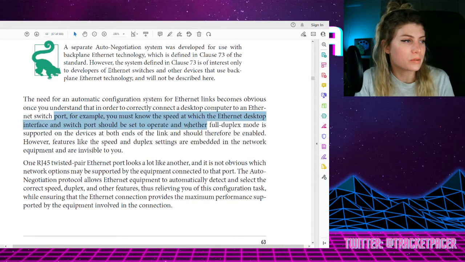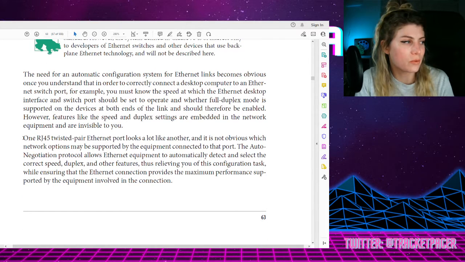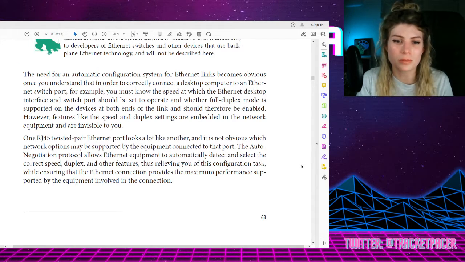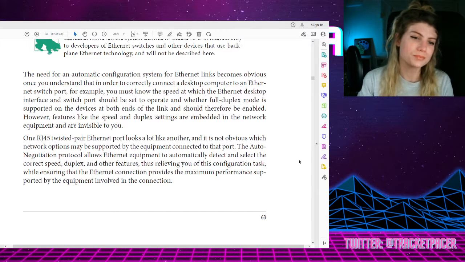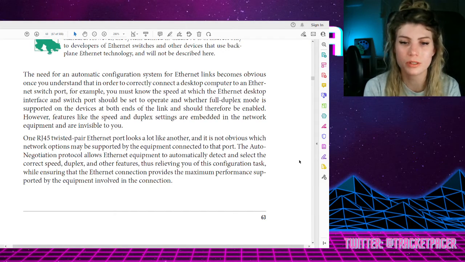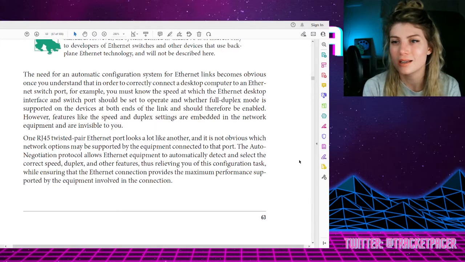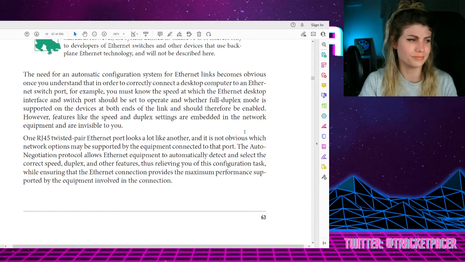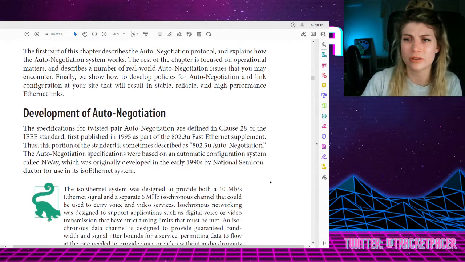Oh my god. All right, so we talked about connecting a desktop computer. You need to know the settings or else you're fucked. One RJ45 twisted pair Ethernet port looks a lot like another, and it's not obvious which network options may be supported by the equipment connected to that port. Auto negotiation allows Ethernet equipment to automatically detect and select the correct speed, duplex, and other features, relieving you of this configuration task, while ensuring that the Ethernet connection provides the maximum performance supported by the equipment involved in the connection. Okay, yeah, we all know that.